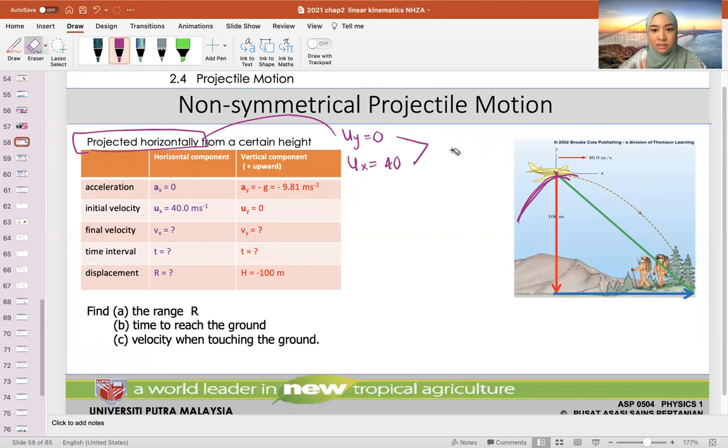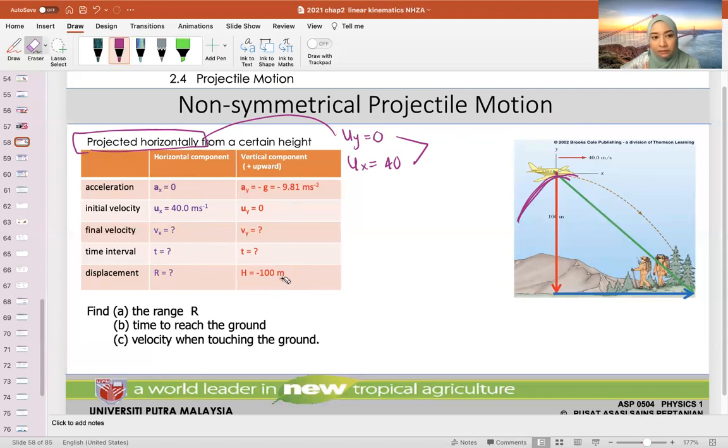Okay, but we're not interested in the resultant here. Kita dah tahu UX is 40, UY is 0. Acceleration in the X is 0. Acceleration in the Y is minus 9.81. We don't know what the final velocity is. We don't know what the time is. And we want to know what is the displacement in the X. And here it has given us the maximum height. So that's nice.